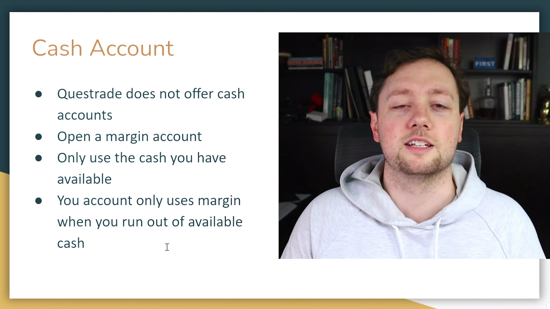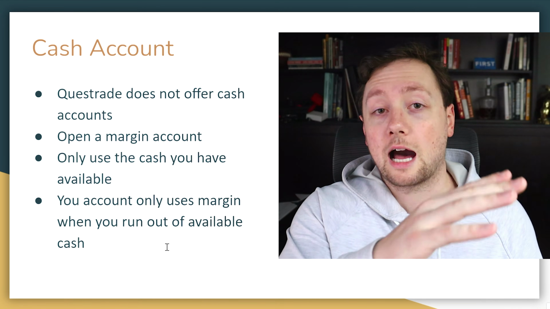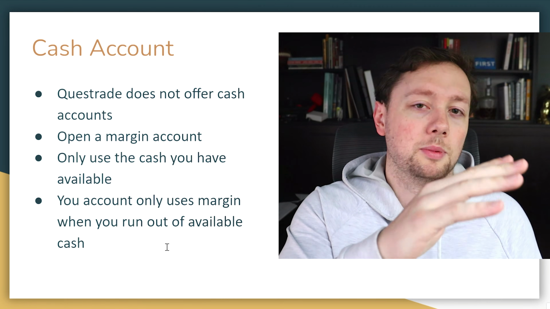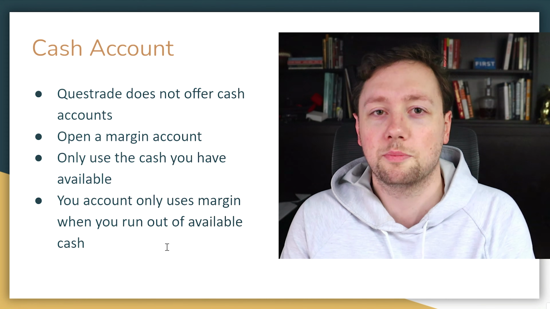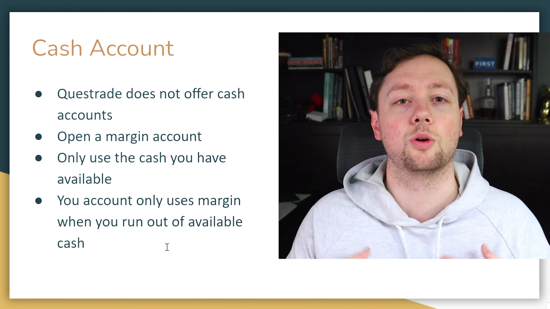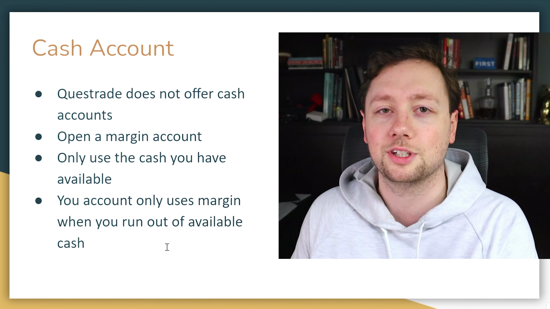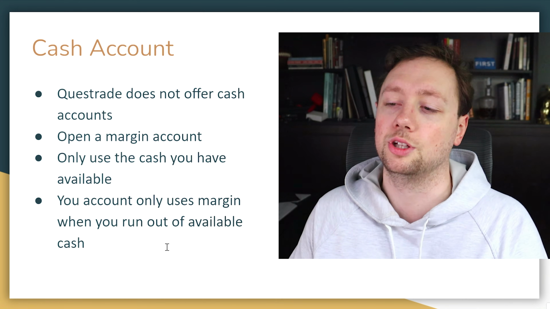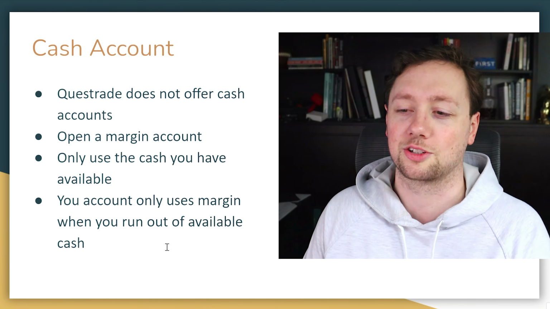So what I mean by that is if you deposit $1,000 into Questrade and you buy Apple stock, well, Apple stock only has a margin requirement of about 30%. That means that Questrade will lend you money and you can buy more stocks with that money. So to avoid that problem, just make sure that you know how much cash you have in your account, and that way you will never use the margin as long as you don't buy more stocks than the amount of cash that you actually have.